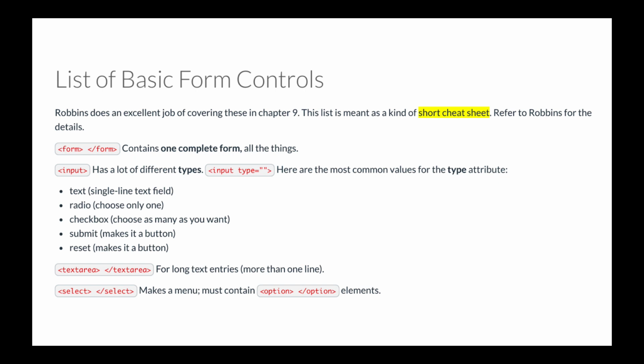I also have this document for you in Canvas that is a summary, a kind of basic condensed overview of the most common or the most basic form controls. So we use the form element to enclose one entire form. We use inputs, but there's various different kinds. And we use select for a drop-down menu and textarea for a longer answer.